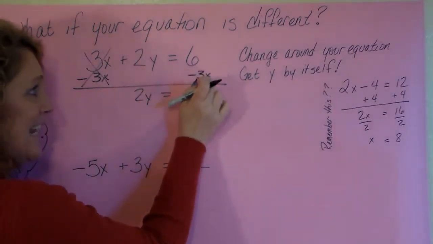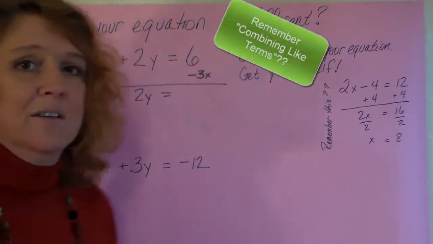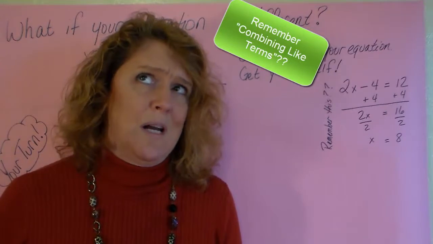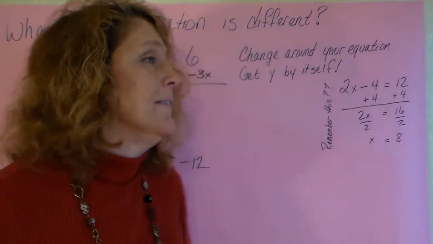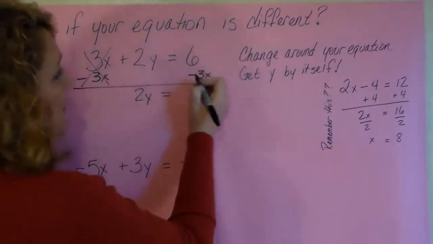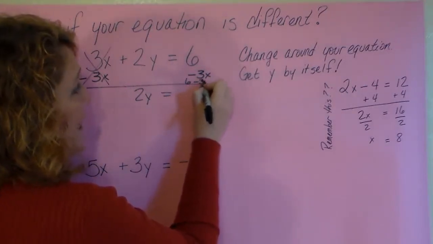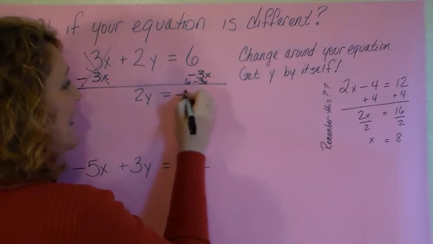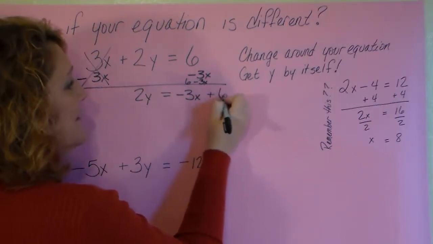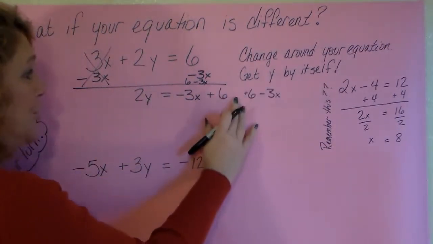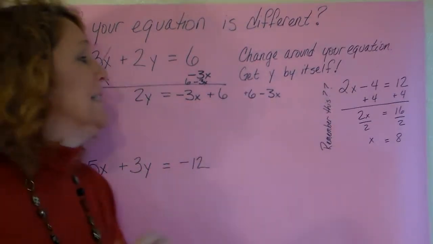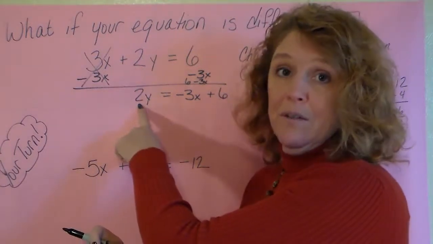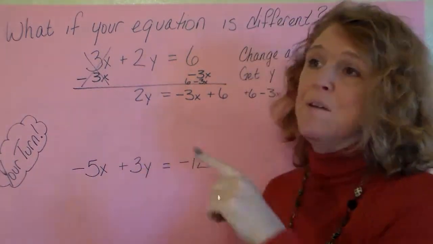and I can't add or subtract these two together. It's like apples and oranges. I can't say 6 minus 3x is 3x. I can't do that. So this should be 6 minus 3x, and I just leave it like that. But I want my x on this side, so I'm going to say negative 3x plus 6. So I've got 2y equals negative 3x plus 6. Now, I can't have this 2 here.